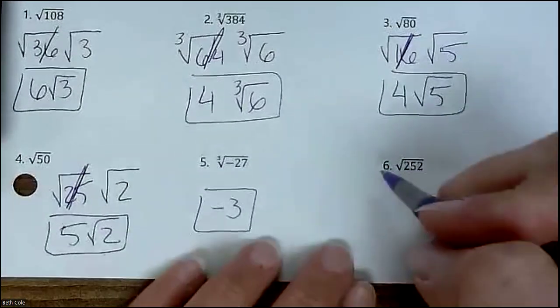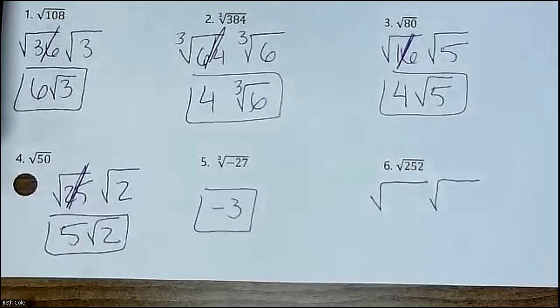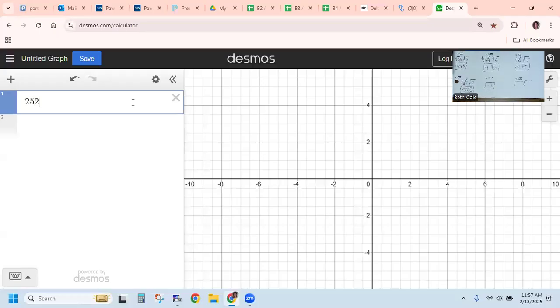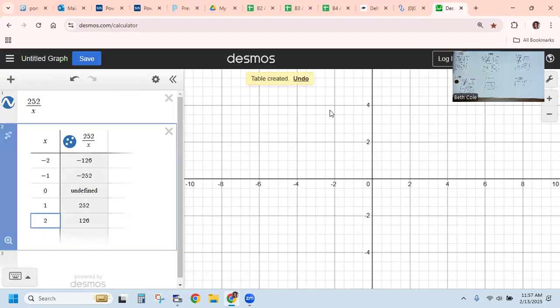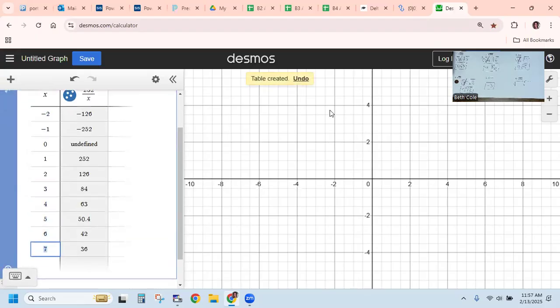It's no work, right? 252. Believe it or not, I don't know what the answer is. I'm not magic. I don't have a calculator in my head. I don't know what this is. I'm going to type 252 divided by X, gear table, and we're trying to find a number off the squares list or the cubes list. Why squares? That's correct. It's not a cube root. It's a square root. All right, do you see one?